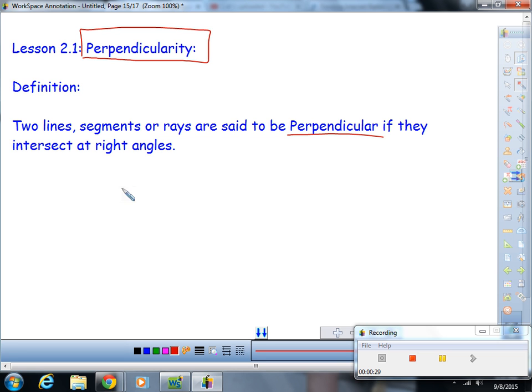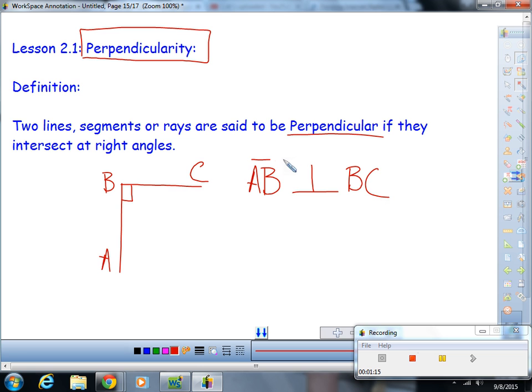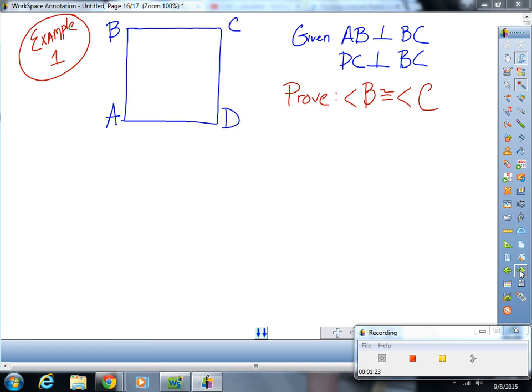Now, if you have, let's see, like segment AB is perpendicular to BC, you would have AB is perpendicular to BC. Okay? So this is the notation for perpendicular.